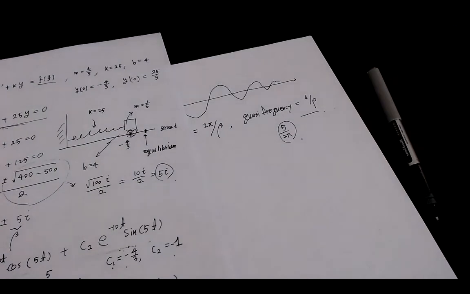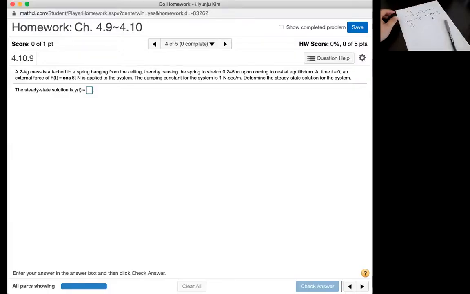Let's move to the next problem. The next problem is 4.10. A 2 kilogram mass is attached to a spring hanging from the ceiling, causing the spring to stretch 0.245 meter upon coming to rest at equilibrium. At time t equals 0, an external force F of t equals cosine 6t Newtons is applied to the system. The damping constant for the system is 1 Newton second per meter. Determine the steady state solution for the system.